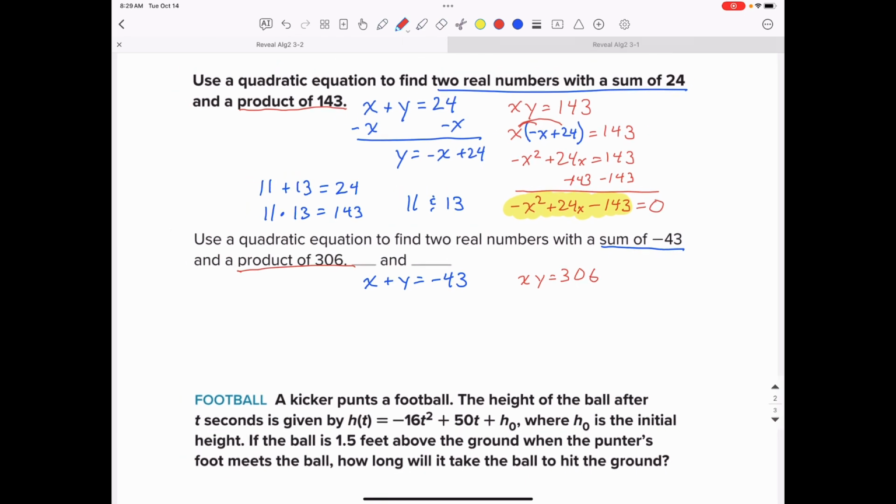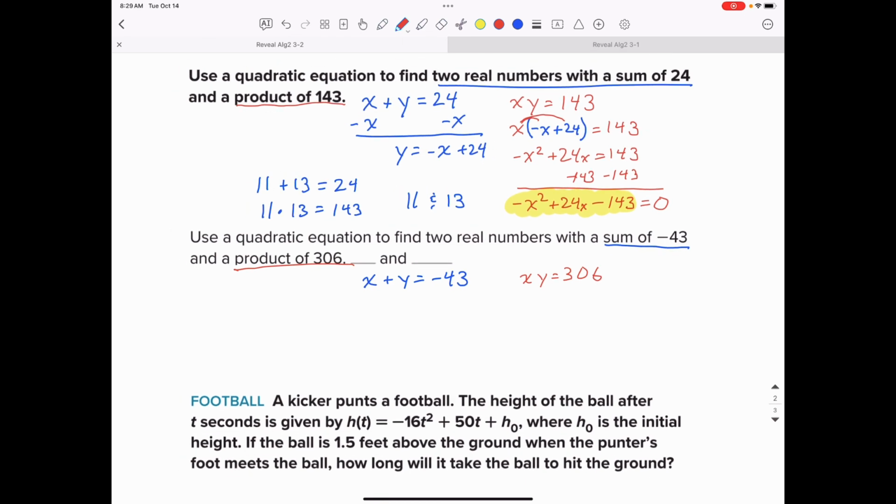So I will solve the sum equation, the blue equation, for y. So I'll subtract x from both sides. So that means y is going to equal negative x minus 43. And then I'm going to plug that in for y in the red equation. So that becomes x times negative x minus 43 equals 306. And this is a quadratic equation.